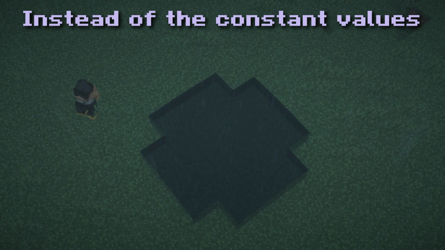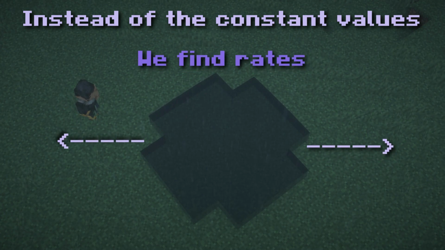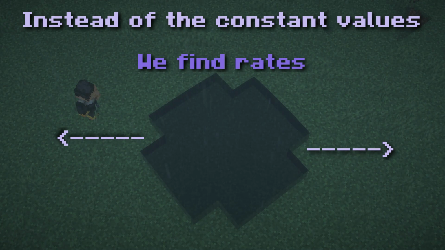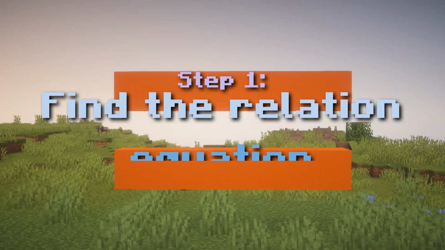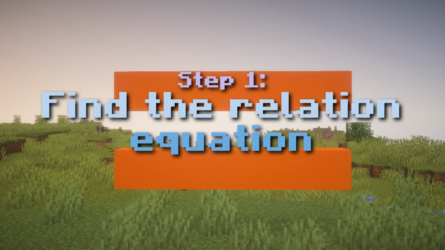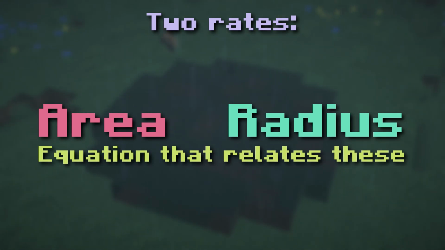Instead of finding constant values, we actually find the rates for those values. So you'll notice a lot of parallels between these two. Now, based off of that, our first step for any related rates problem is to find the equation that establishes the relation. For the puddle problem, our two rates are the area and the radius. So for now, find the equation that relates just the area and the radius.